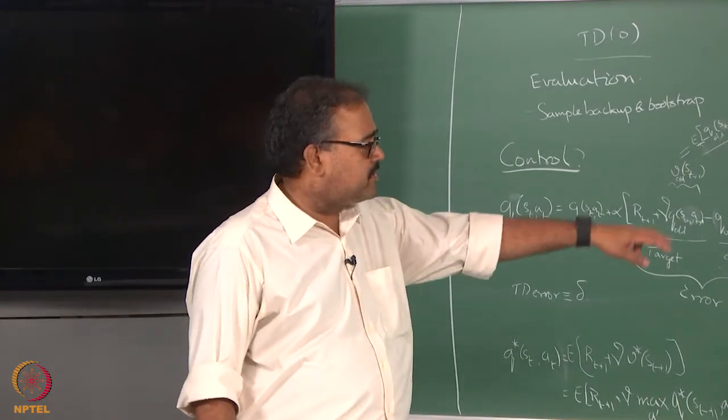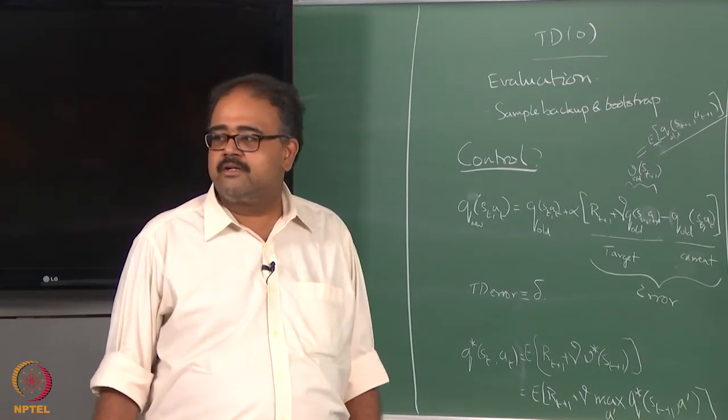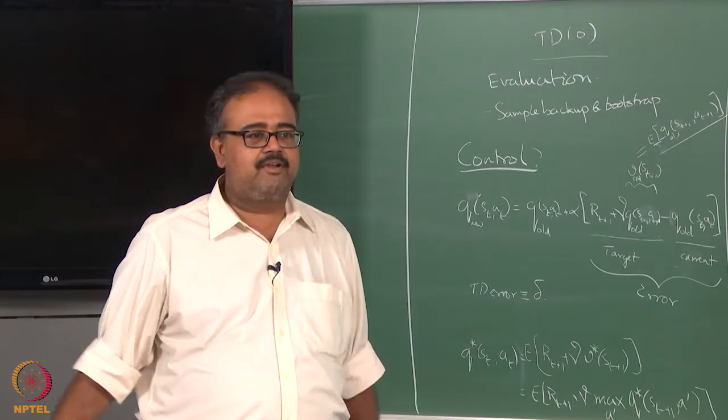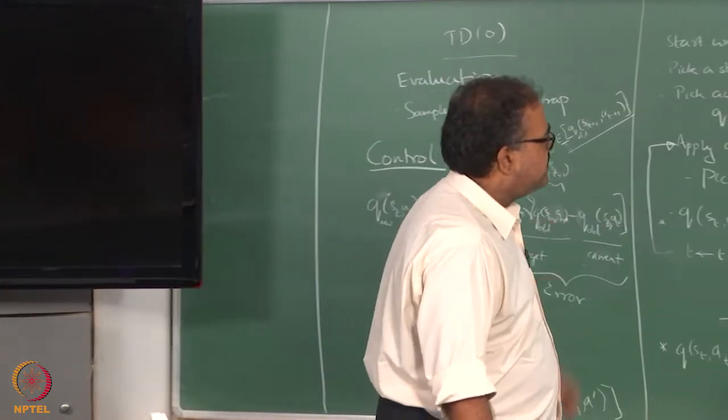So surprisingly both Watkins and Rummery and Niranjan are from England. So a lot of the early algorithms for RL came from England. Anyway, so Q learning is amazing.